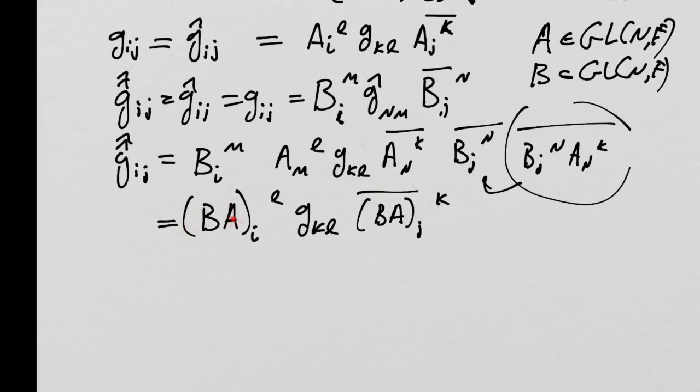So in other words, the product BA also preserves the metric, right? If A preserves the metric components and B preserves the metric components, then BA must conserve the metric components. We've just shown it, right? We demonstrate this is BA and that is BA. And we got to this line by assuming this, right? So we know it's closed.